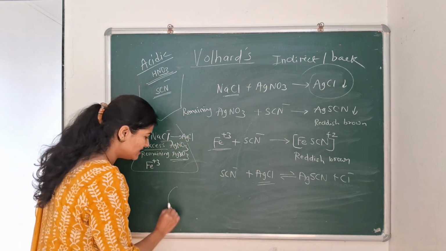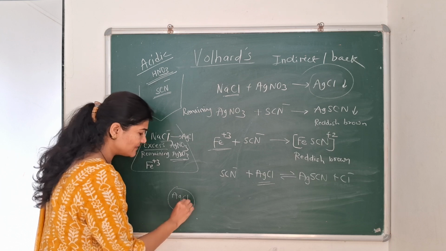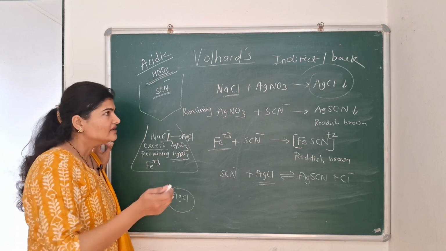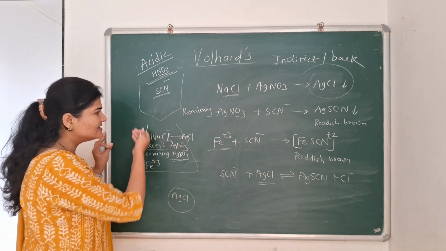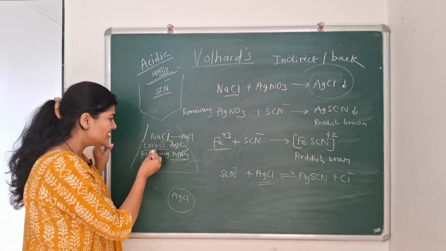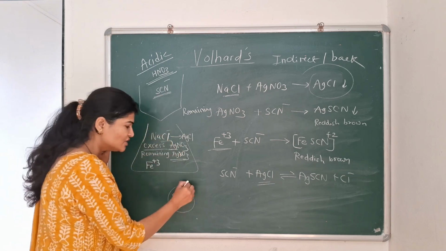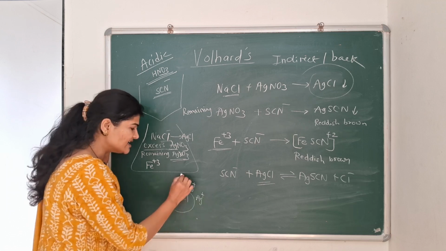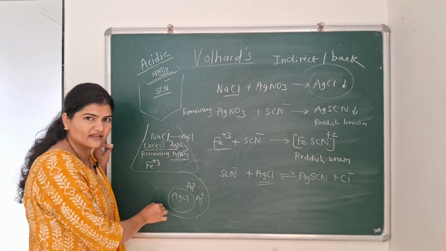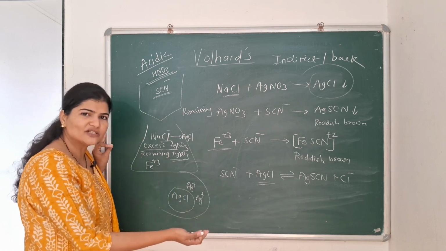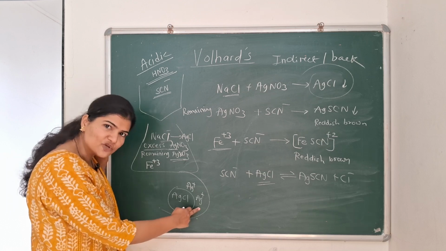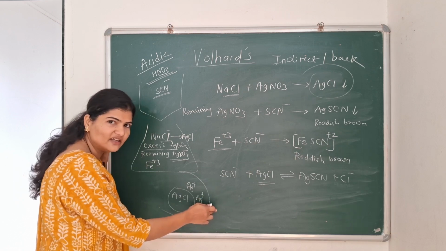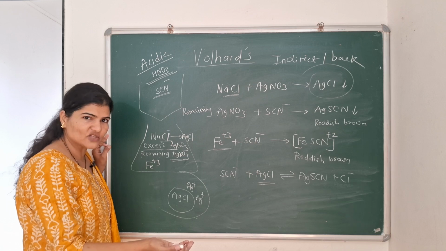Now a colloidal PPT has a particular tendency to adsorb its own ions which are in excess. Whenever the titration is going on, there is excess AgNO3 present, so Ag+ ions are lying around in excess. So this AgCl PPT adsorbs the Ag+ ions, and they in turn adsorb the oppositely charged ion. This layer is called the primary adsorption layer, and the other layer which it will adsorb, a negatively charged layer, is called the secondary adsorption layer.